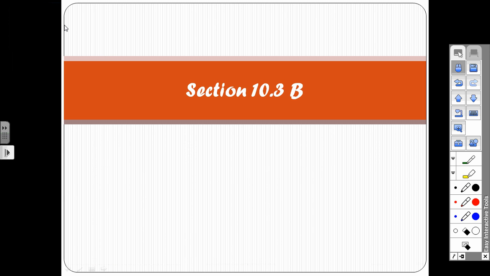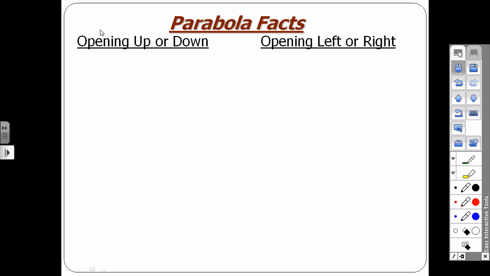Okay, so let's take a look at the second part of parabolas, because I know you all are so excited to learn more about them. Okay, we're going to start off by talking about some facts of our parabolas. First of all, if you recall me mentioning before, your parabolas are either going to open up or down, or they're going to open left or right. And depending on which direction they're opening, you're going to have different equations.